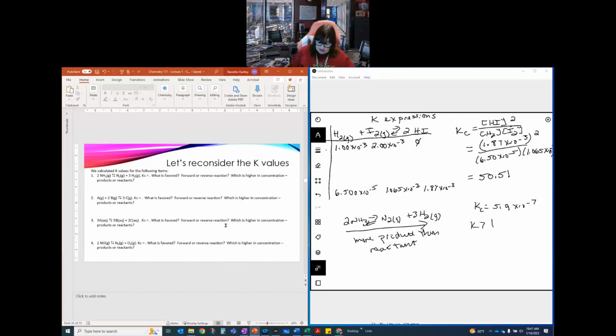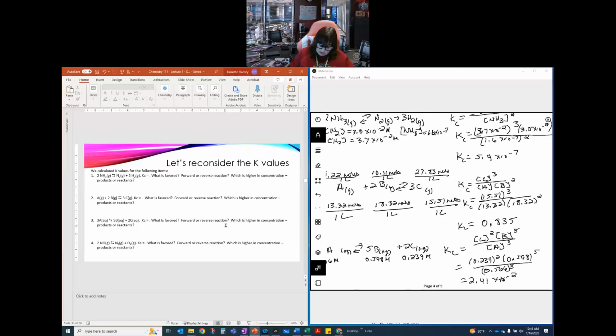Okay. This next one that we're going to look at is that same thing that we did before, that A gas plus 2B gas to give me 3C gas. And we calculated a value for that right here, the work that we did on the previous page. This is the reaction here. A plus 2B goes to 3C. We calculated K for this of 0.835.